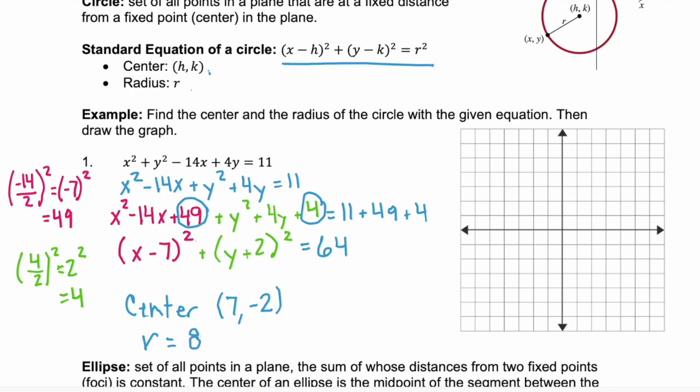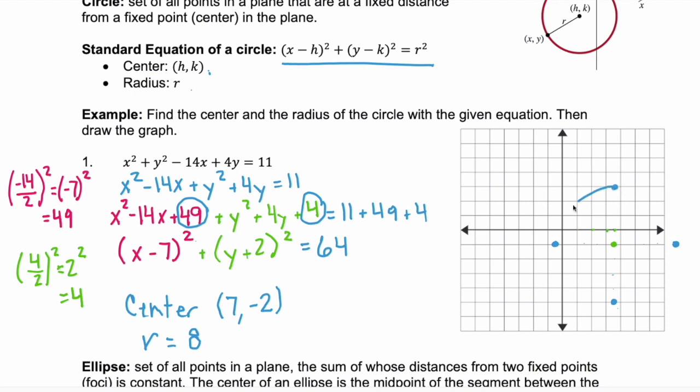Now we can plot our center. I'm going to count by 2s: 2, 4, 6, 7, and down 2. So there's (7, negative 2) for our center. Now if I count out by 8 for my radius, that'll give me some outside points that I can connect. So there's 8 down. There's 8 up. There's 8 to the right and 8 to the left.